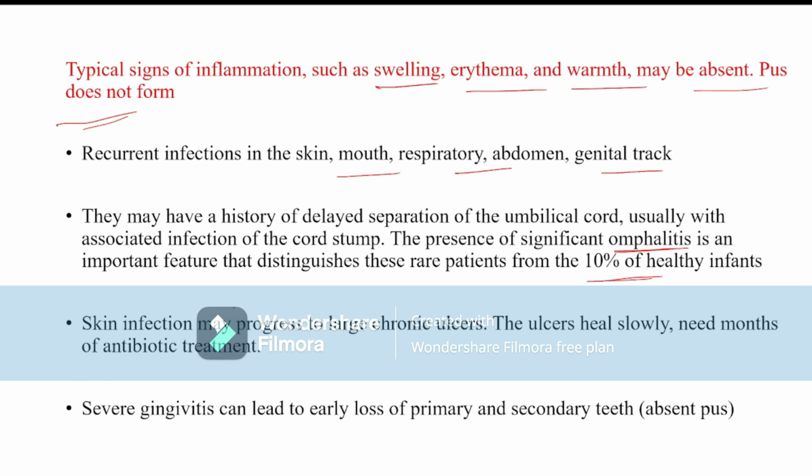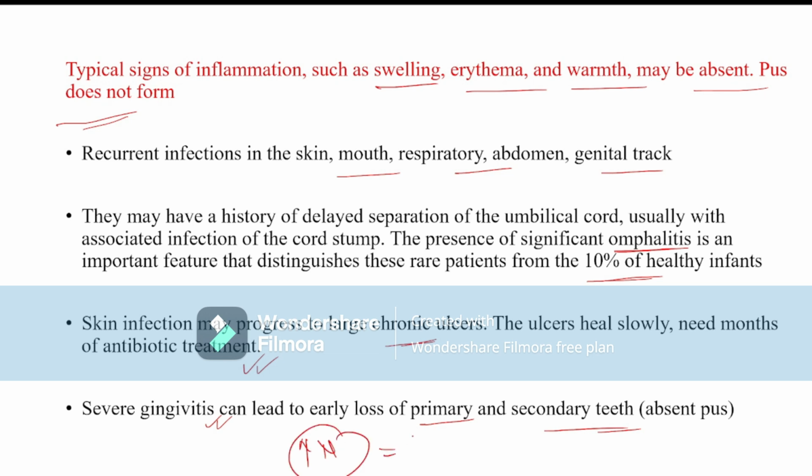The skin infection may progress to a large chronic ulcer, and the ulcer heals slowly and needs months of antibiotics. There is severe gingivitis, and that's why there is early loss of primary and secondary teeth also. Now, what is the treatment of choice? The treatment of choice is hematopoietic stem cell transplantation.